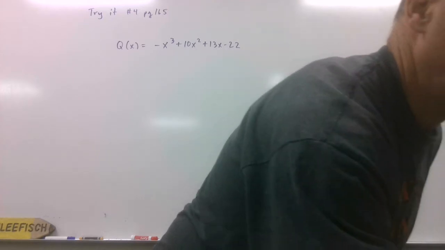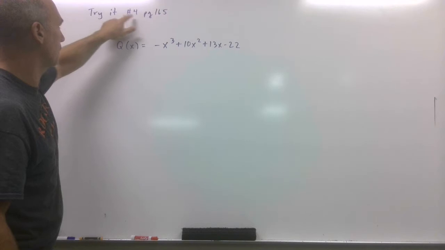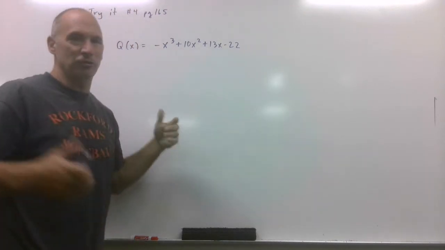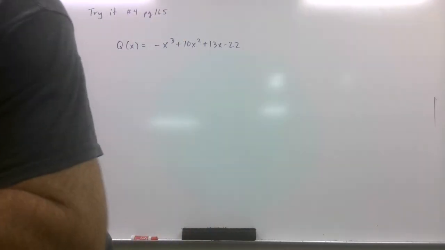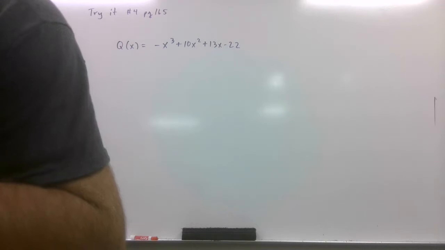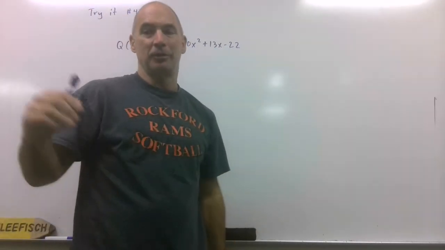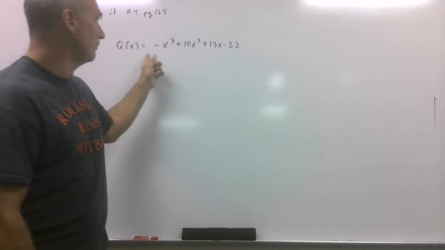Okay, here's your second example. This is a Try It problem, number 4 from page 165. Now this is just an adjustment to example 4 on page 165, the one I covered in the pre-lesson. Now the difference is the pre-lesson problem just gave you a graph. Then they leave you hanging here.